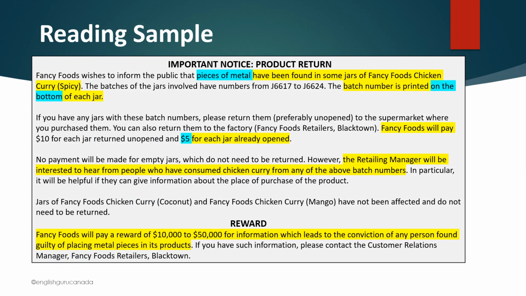So taking a look at the underlined sentences or the highlighted sentences I have, I am going to look for, okay, fancy foods will pay. And then it says $10 for each are returned unopened and $5 for each are already open. So my signpost words are opened and will pay. How much? $5. Now $10 is a distractor over here. They're going to give you those distractors. So you have to be very careful with what you're looking for. $10 is for unopened, and we are looking for open. So which is $5.